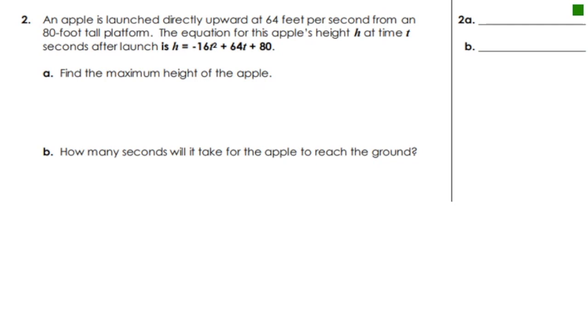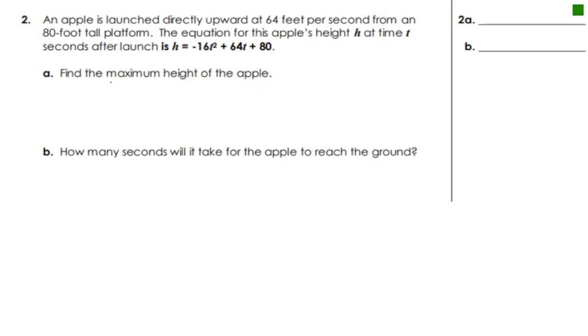So let's get into an example. An apple is launched directly upward at 64 feet per second from an 80-foot tall platform. The equation for this apple's height, h, at time t seconds after launch is h equals negative 16t squared plus 64t plus 80. And it asks you to find the maximum height of the apple and how many seconds it will take for the apple to reach the ground.